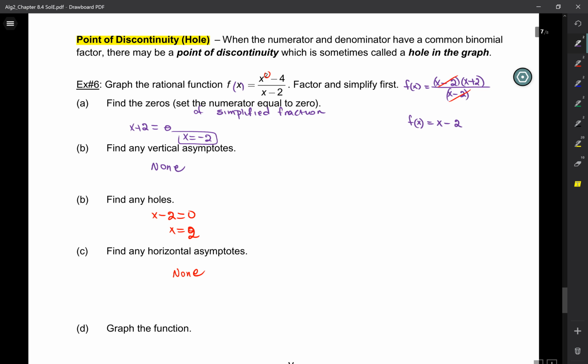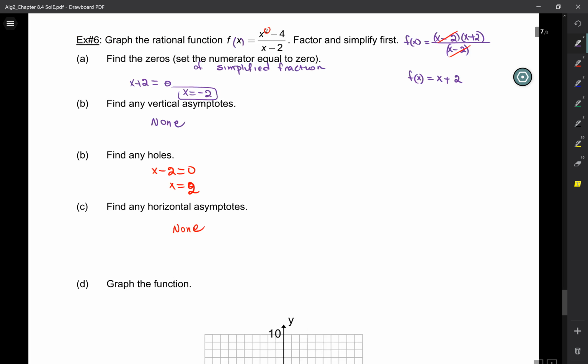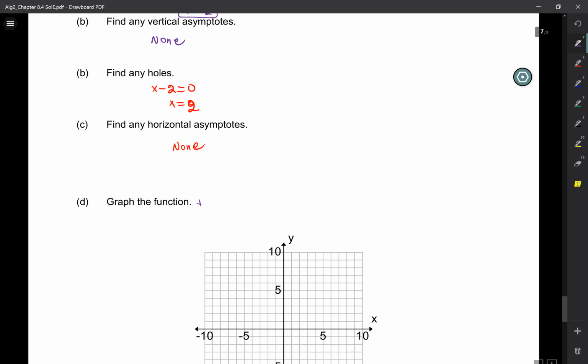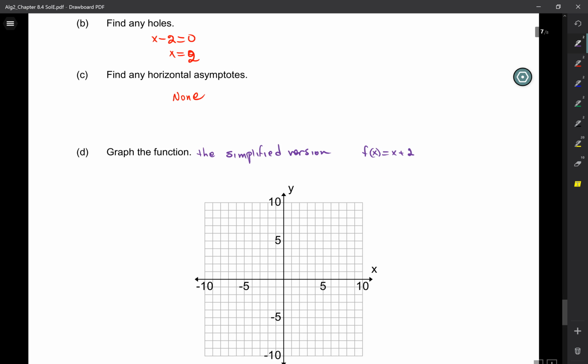Okay, now we're going to graph. When you graph the simplified version, in this case, it's f of x equals x plus 2. What does that look like? What graph do you get when you graph that? A straight line, right? It's a linear equation.